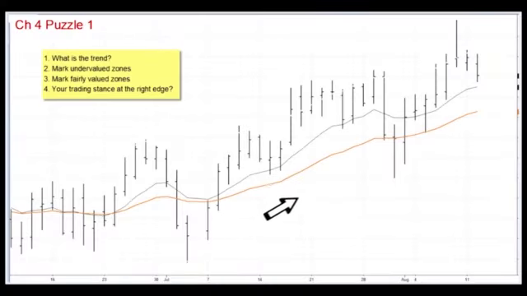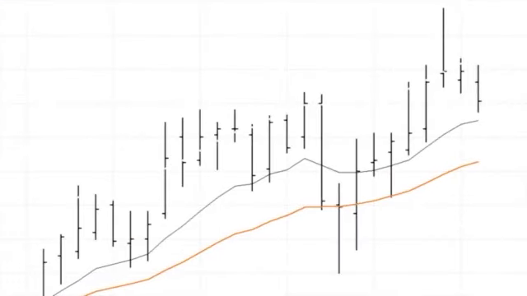So I think that the trend is up here. The undervalued zones are obviously below both moving averages. There is one in July and another one in early August. The market is fairly valued inside the value zone. And at the right edge of the screen, I would be looking to buy. If I cannot be in front of the screen during the day, I might place an order probably down the middle of the value zone.